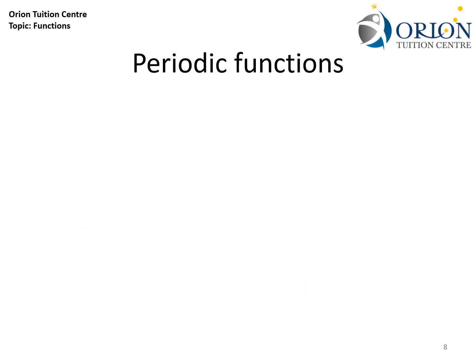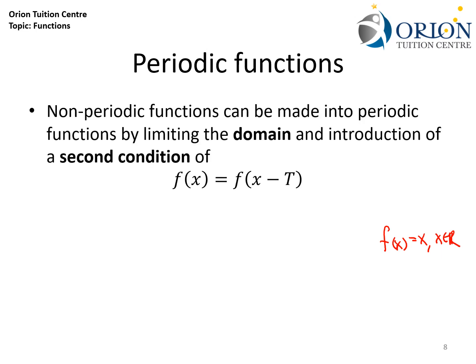Most functions are not periodic inherently. For example, we can have the function of f(x) equals to x for any domain. It will never be a periodic function. But we can convert it into a periodic function simply by, number 1, limiting its domain, and number 2, introducing a second function of f(x) equals to f(x minus T), where T is the period of the periodic function.